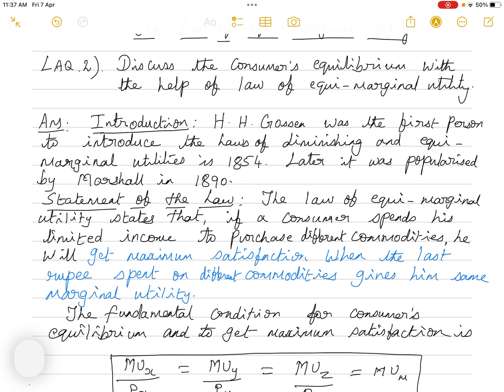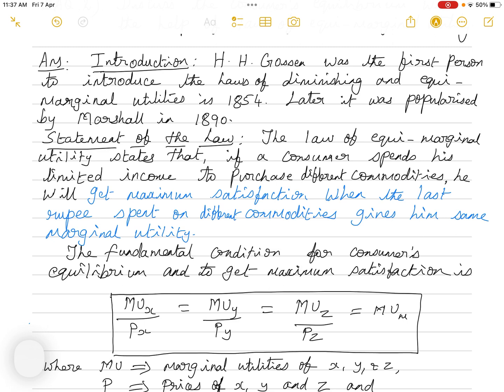The first introduction is the same introduction I mentioned in the previous class. Both the Law of Diminishing Marginal Utility as well as the Law of Equi-Marginal Utility were first introduced by H.H. Gossen, and later popularized by Marshall. So you can give the same introduction. What is the introduction? H.H. Gossen was the first person to introduce the laws of diminishing and equi-marginal utilities in 1854. Later it was popularized by Marshall in 1890. Now moving to the statement of the law.